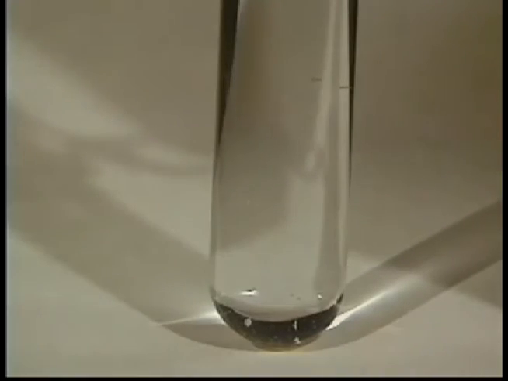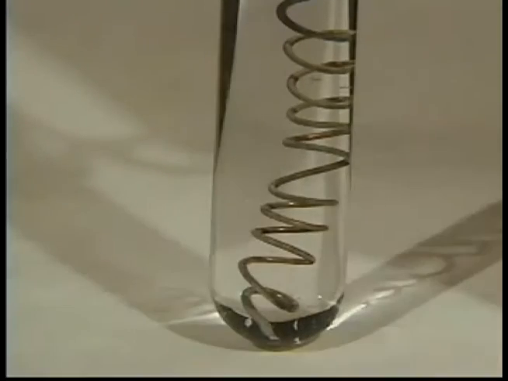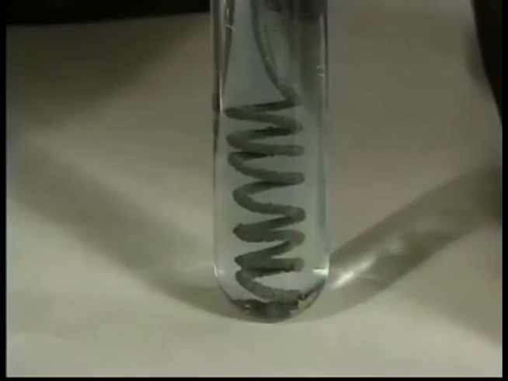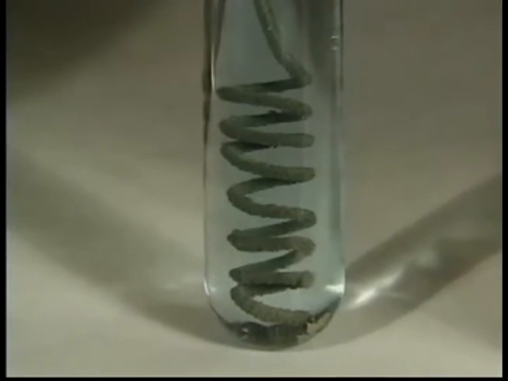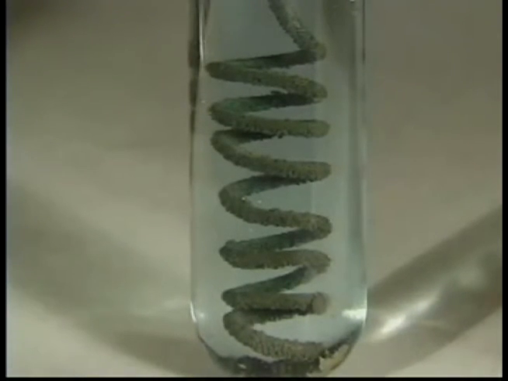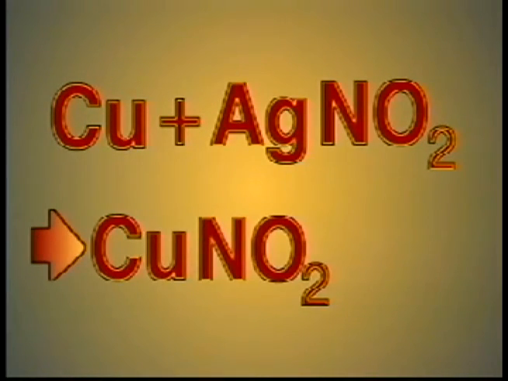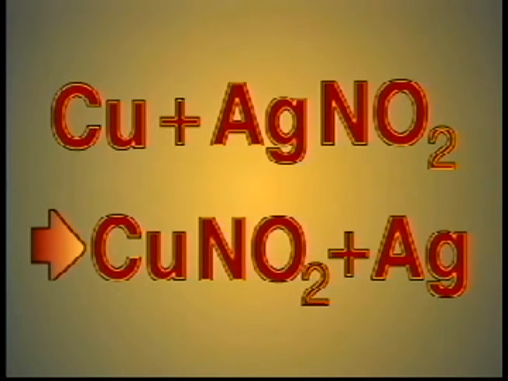For example, when copper wire is placed into a solution of silver nitrate, over time the copper gradually replaces the silver in the solution, forming a blue copper nitrate solution. This single replacement reaction is represented by the equation Cu plus AgNO2 yields CuNO2 plus Ag.